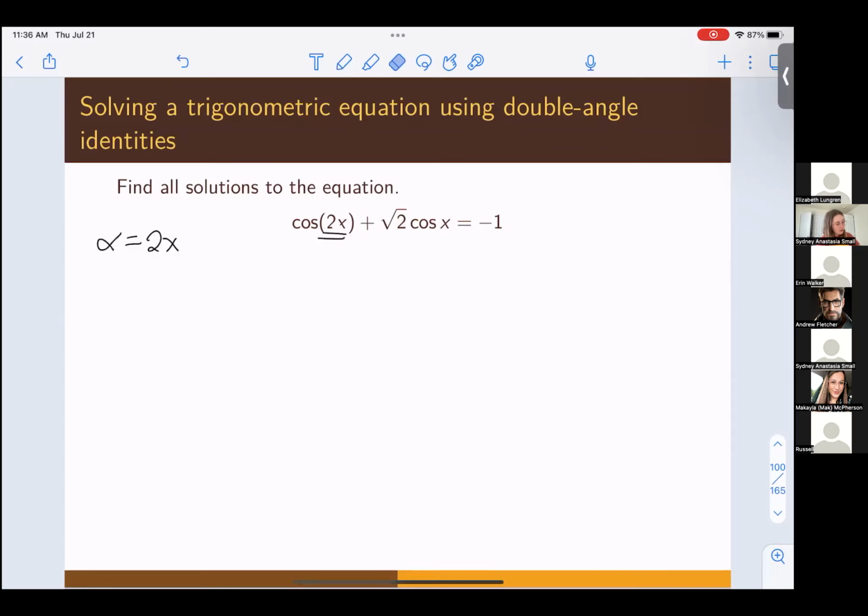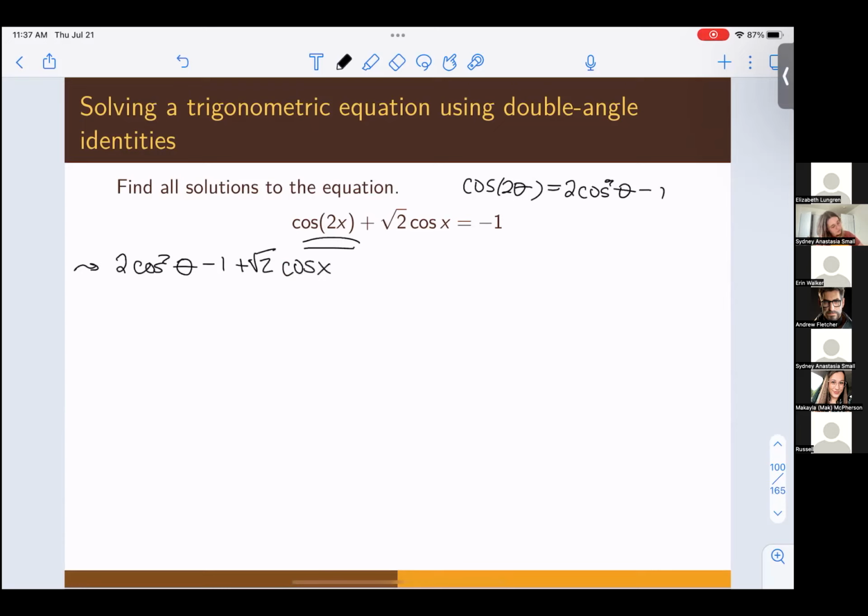So I want to use a double angle identity to get rid of that cosine 2x. And I don't want to use one that involves sine squareds because then I have a sine squared and a cosine. So I'm going to use the double angle formula that only involves cosine squareds because that is much nicer to deal with. If you remember that identity, we just used it on the last slide in our proof, cosine 2 theta equals 2 cosine squared theta minus 1. Plugging that in right here, that gets us 2 cosine squared theta minus 1 plus square root of 2 cosine x is equal to -1.